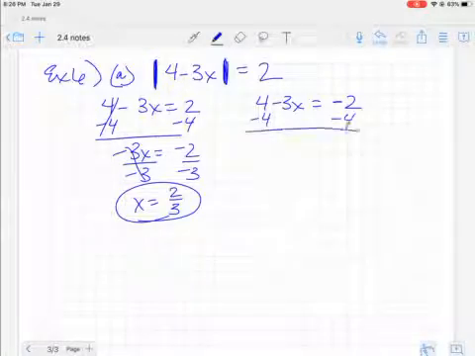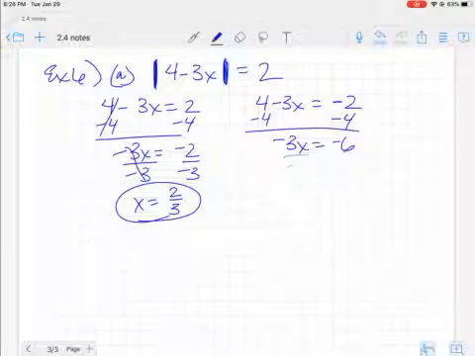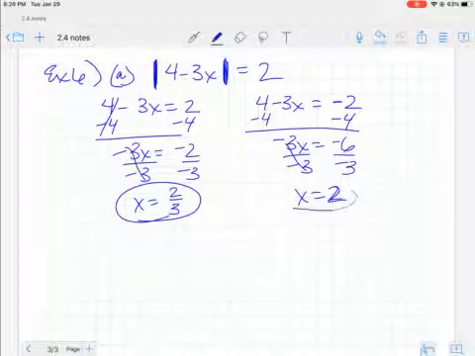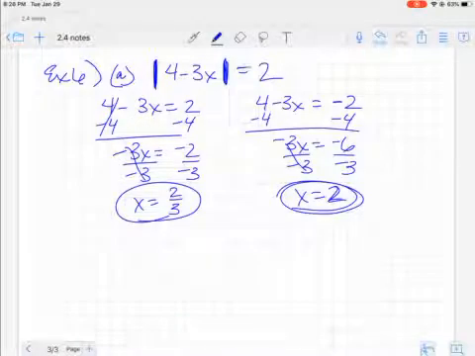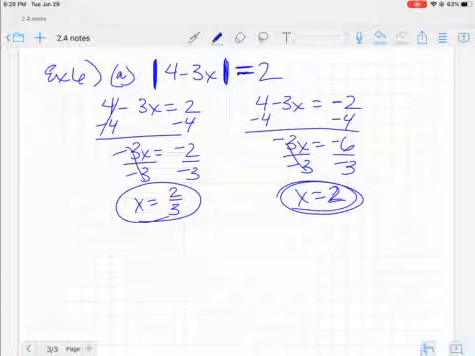Subtract 4 from both sides. -3x is equal to a -6. When you divide both sides by a -3, you get 2. So my solutions here are 2/3 and 2. That's a solution. Because of this equal sign, I'm not worried about what's greater than or less than. At this time, it's just an equal sign. So that is where the 2 crosses this absolute value. All right. So let's do these other ones.